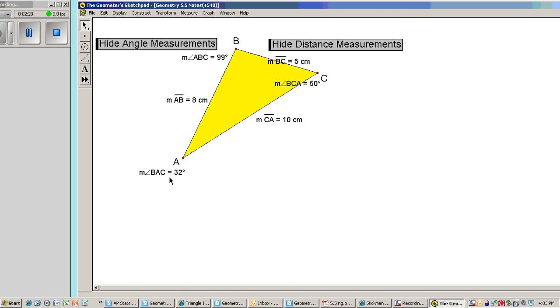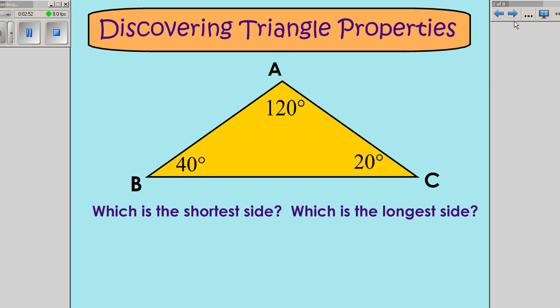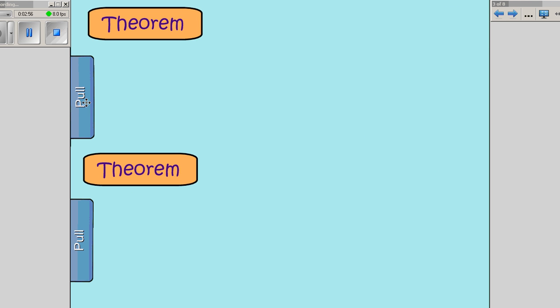So looking at this, I'm noticing the pattern that the smallest angle measure is going to be across from my smallest or shortest side. The largest angle measure is across from the largest side, and the medium-sized angle is going to be across from the medium-sized side. Which brings us to the following theorems.